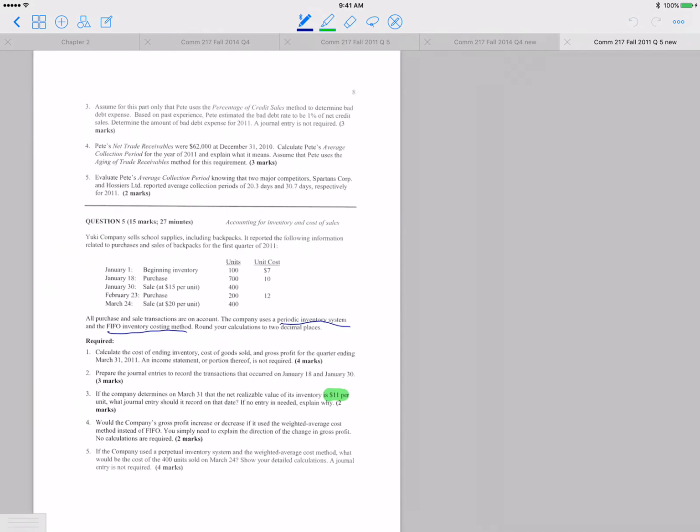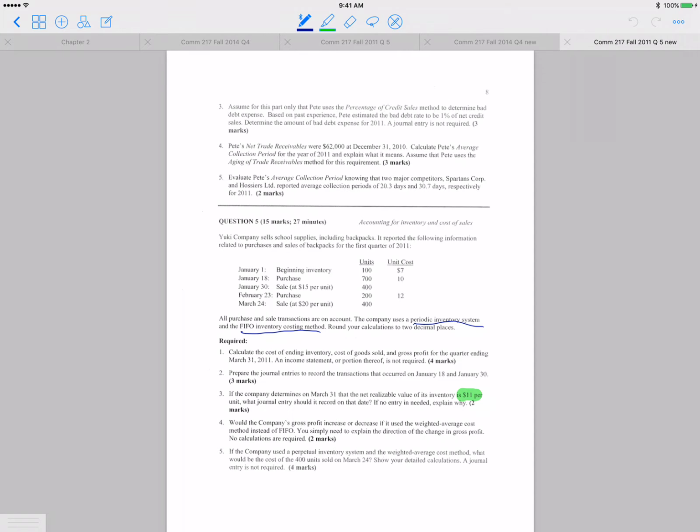Now we'll go to the fourth requirement. Would the company's gross profit increase or decrease if it used the weighted average cost method instead of the FIFO? You simply need to explain the direction of the change in gross profit. No calculation is required. Gross profit will decrease because the cost of inventory will be taken into account.